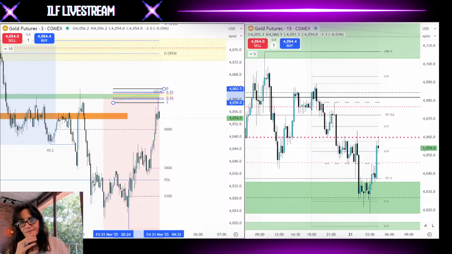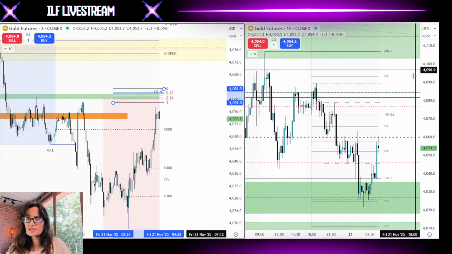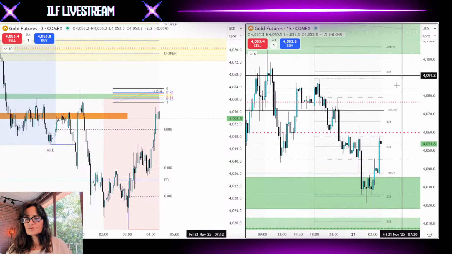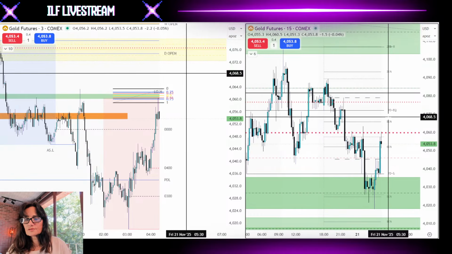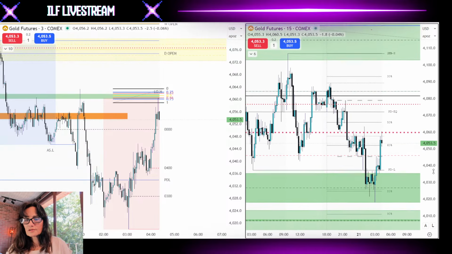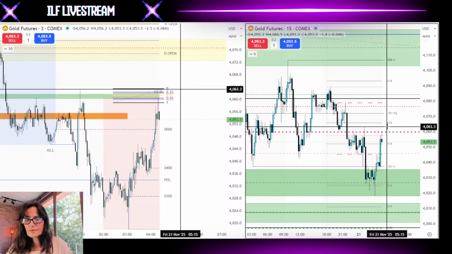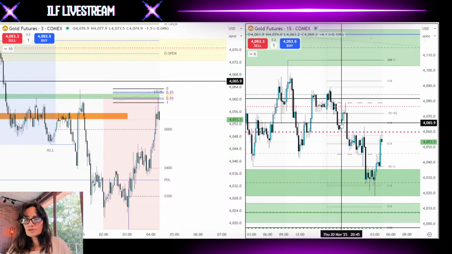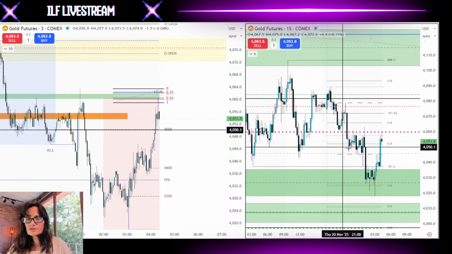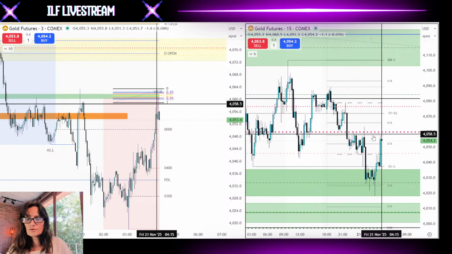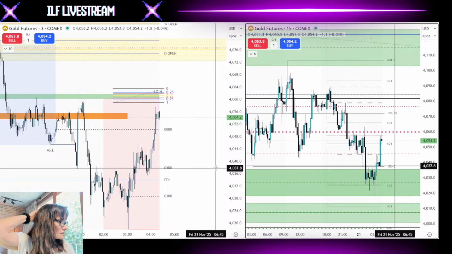I just don't like this structure. For me it's already gone so far. We have this wick here. It's already in this fair value gap. I don't know if it has to go into here anymore.